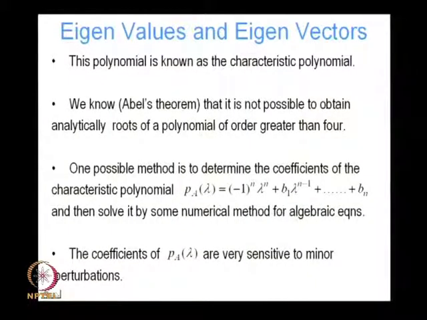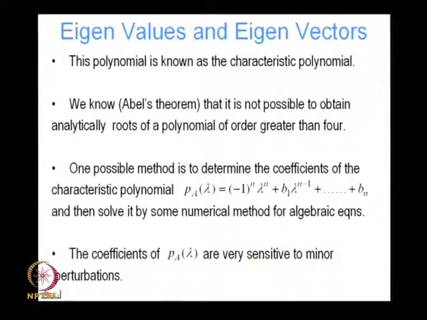So, one possible method is to determine the coefficients of the characteristic polynomial P_A(lambda), which is like this, lambda to the power n, lambda to the power n minus 1, and so on, and then solve it by some numerical method for algebraic equations. Why numerical methods? Because for orders greater than 4, we cannot use analytical methods, and even for orders less than 4, it is sometimes not a good idea to use analytical methods. I will talk about the reasons just now.